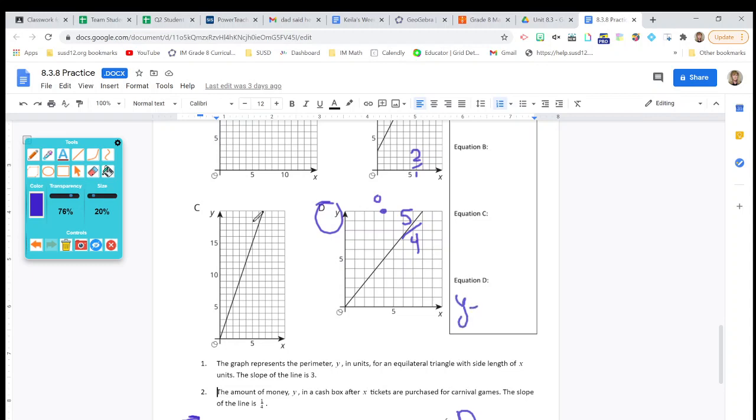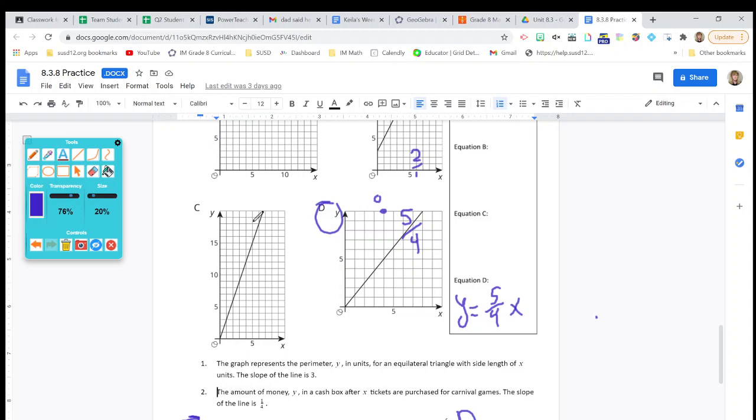Well, the number of chapters read equals 5/4 x. And this means that the person reads 5/4 of a chapter a day. Or you could think of it this way. Every 4 days, this person reads 5 chapters. And they started with 0 chapters read. So the y-intercept is +0. But you don't have to write the +0. That's just assumed. Okay, the last situation, number 4.